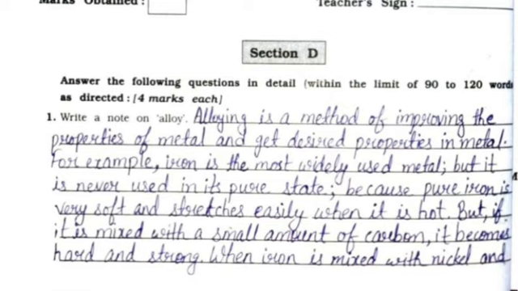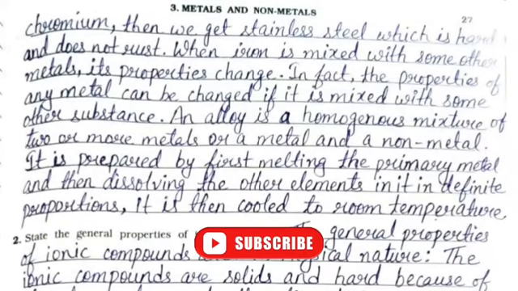First one, write a note on alloy. Alloying is a method of improving the properties of a metal and getting desired properties in the metal. For example, iron is the most widely used metal, but it is never used in its pure state because pure iron is very soft and stretches easily when it is hot. But if it is mixed with a small amount of carbon, it becomes hard and strong. When iron is mixed with nickel and chromium, then we get stainless steel, which is hard and does not rust. When iron is mixed with some other metals, its properties change. In fact, the properties of any metal can be changed if it is mixed with some other substance.